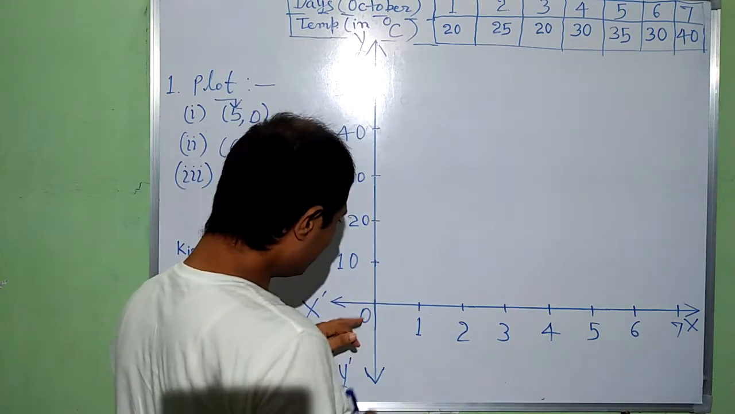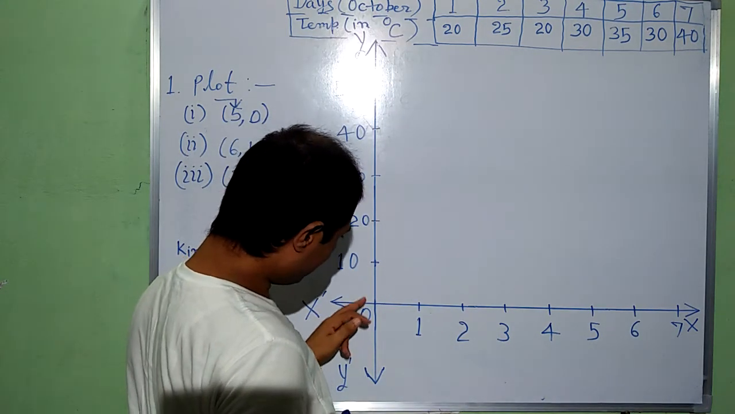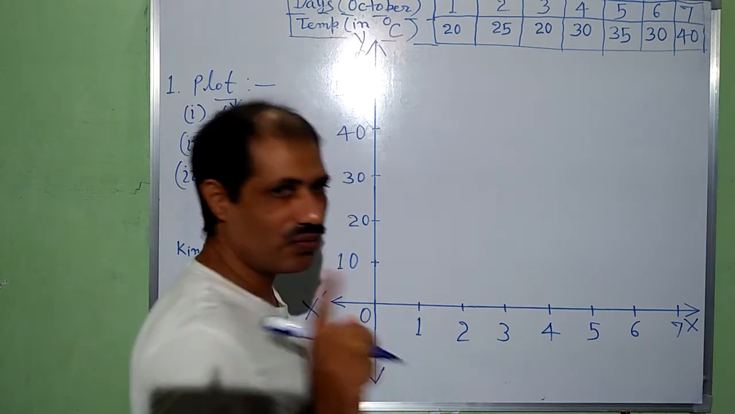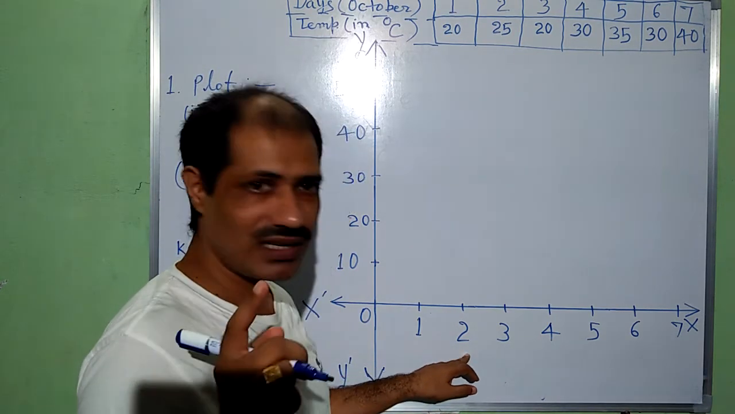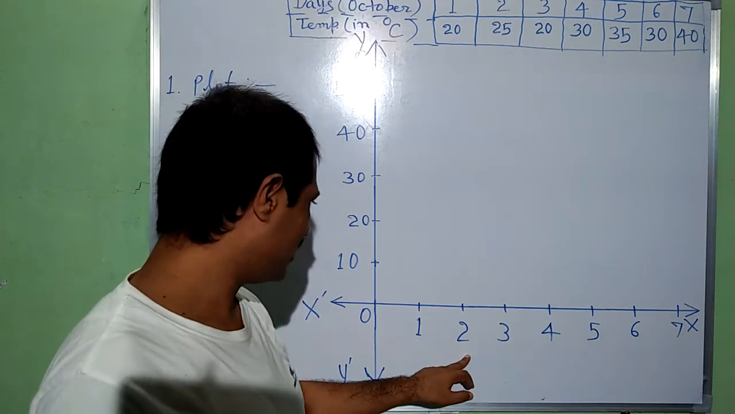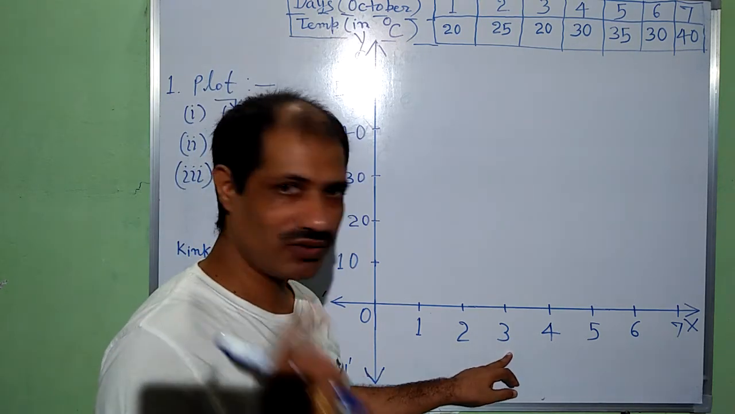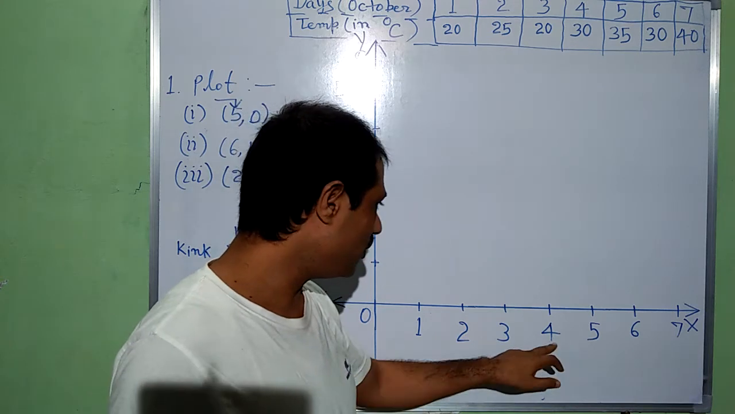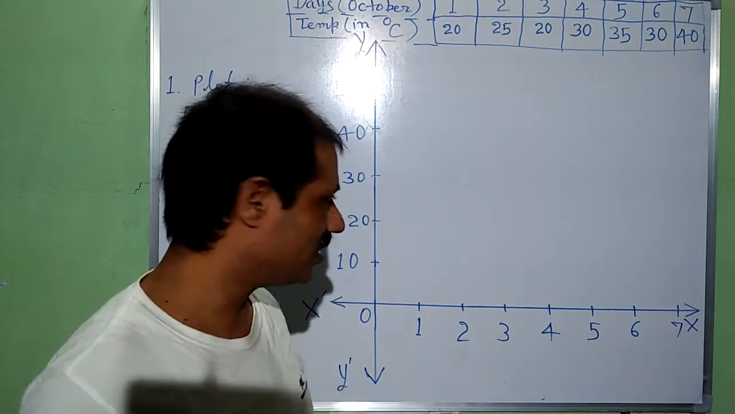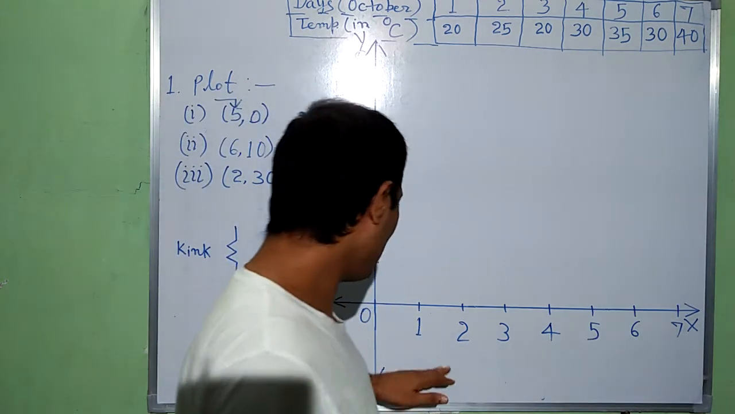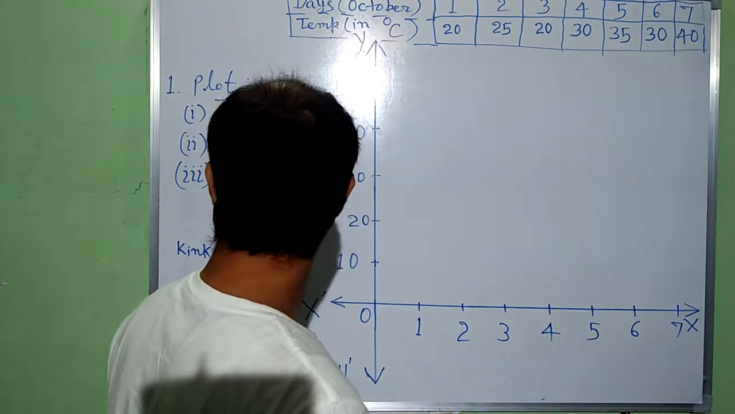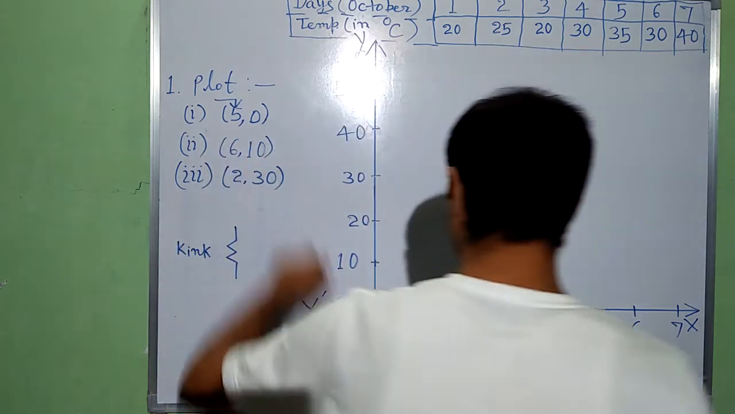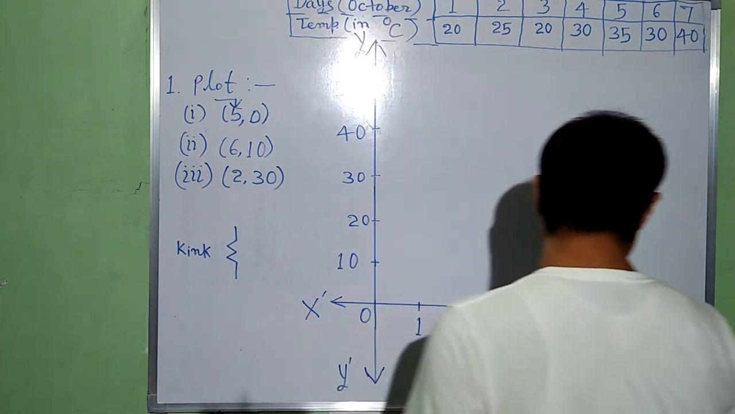Suppose the length from this O to 1 is 1 unit on the x-axis. 1 to 2 is also 1 unit. 2 to 3 is also 1 unit. 3 to 4 is also 1 unit, and so on. All these distances are equal. So 5 units: 1, 2, 3, 4 and 5.